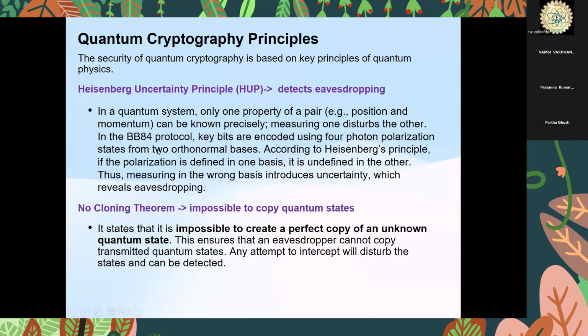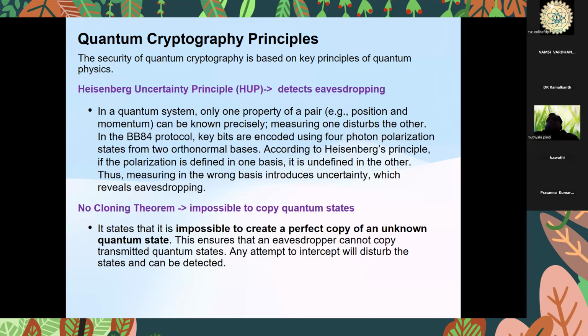Measuring in the wrong basis introduces uncertainty, which reveals the eavesdropping. So the no-cloning theorem is another concept. Because of the no-cloning theorem, it is impossible to copy quantum states. That means it is impossible to create a perfect copy of an unknown quantum state.